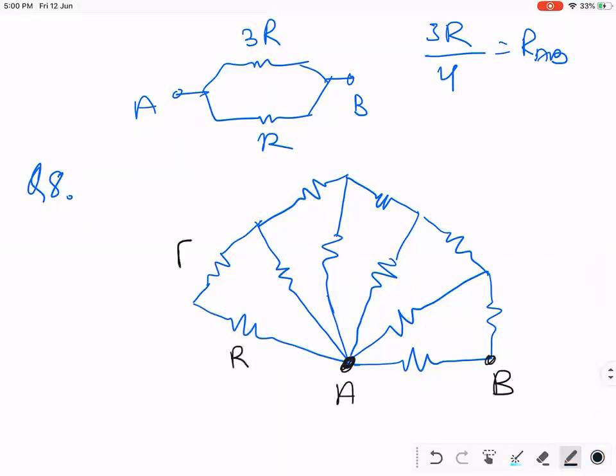This is R, this is R, this is 2R. This is R, this is 2R. This is R, this is 2R. R, 2R. R, 2R. What is the resistance between A and B? Tell me what is the resistance between A and B. How will you solve this question?